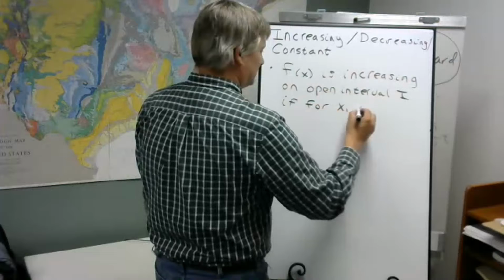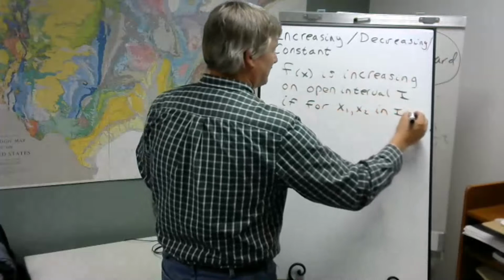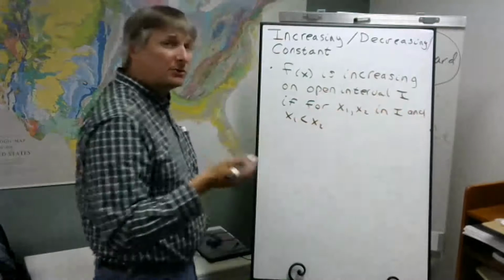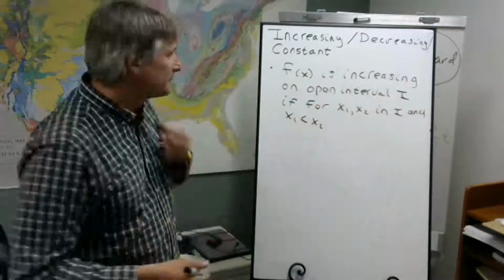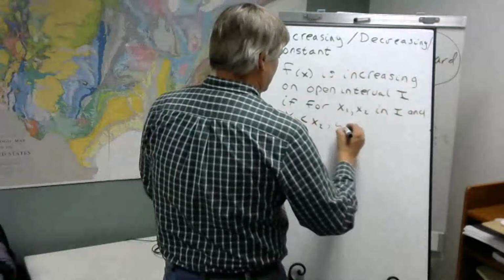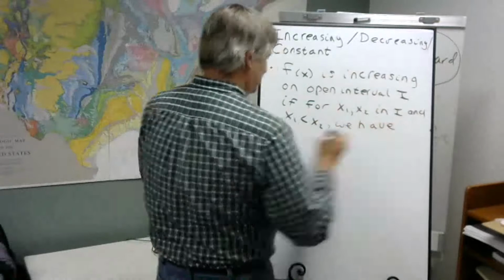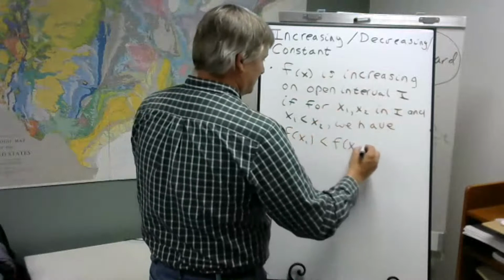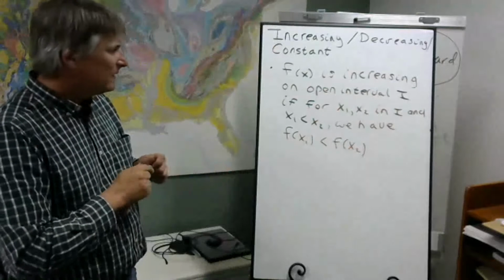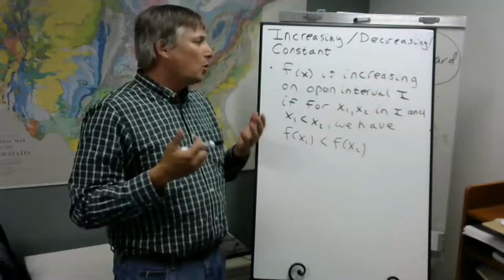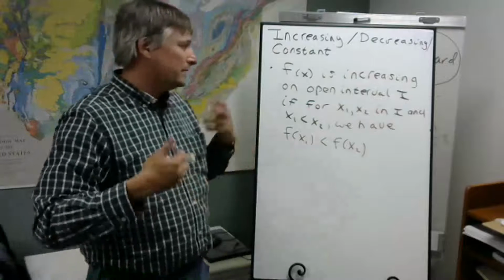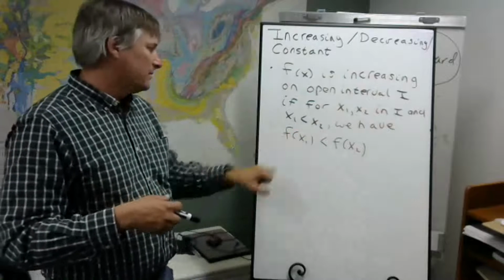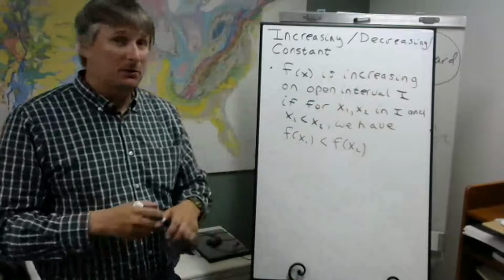for x1, x2 in I, and x1 less than x2. So x1 and x2 are in this interval, and one's smaller than the other. Well, we have f of x1 is less than f of x2. So f of x is increasing on open interval I if for x1 and x2 in that interval I, where one is smaller than the other, then f of x1 will be less than f of x2.